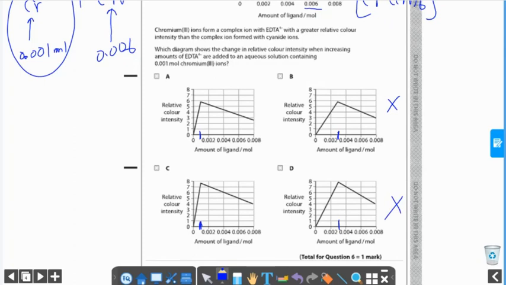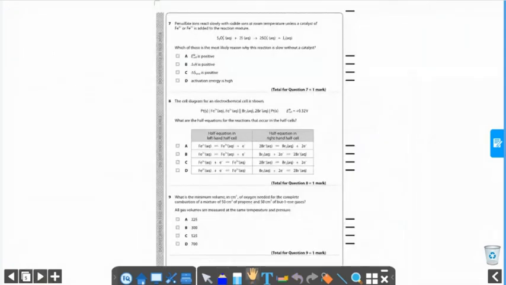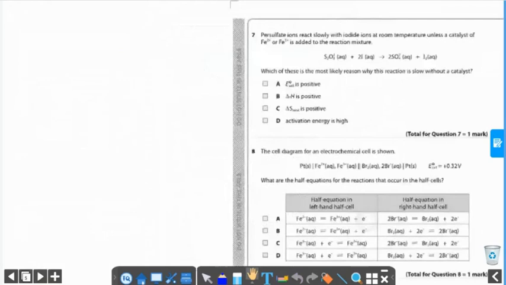So it has to be either A or C. But the thing is, here it says EDTA has a greater relative color intensity. So here you can notice with A, the intensity of the color is slightly below 6. It has to be above 6 because intensity of the color is greater with EDTA. So the ratio is 1:1, so 0.001, and the intensity should be greater than 6. So answer is C.